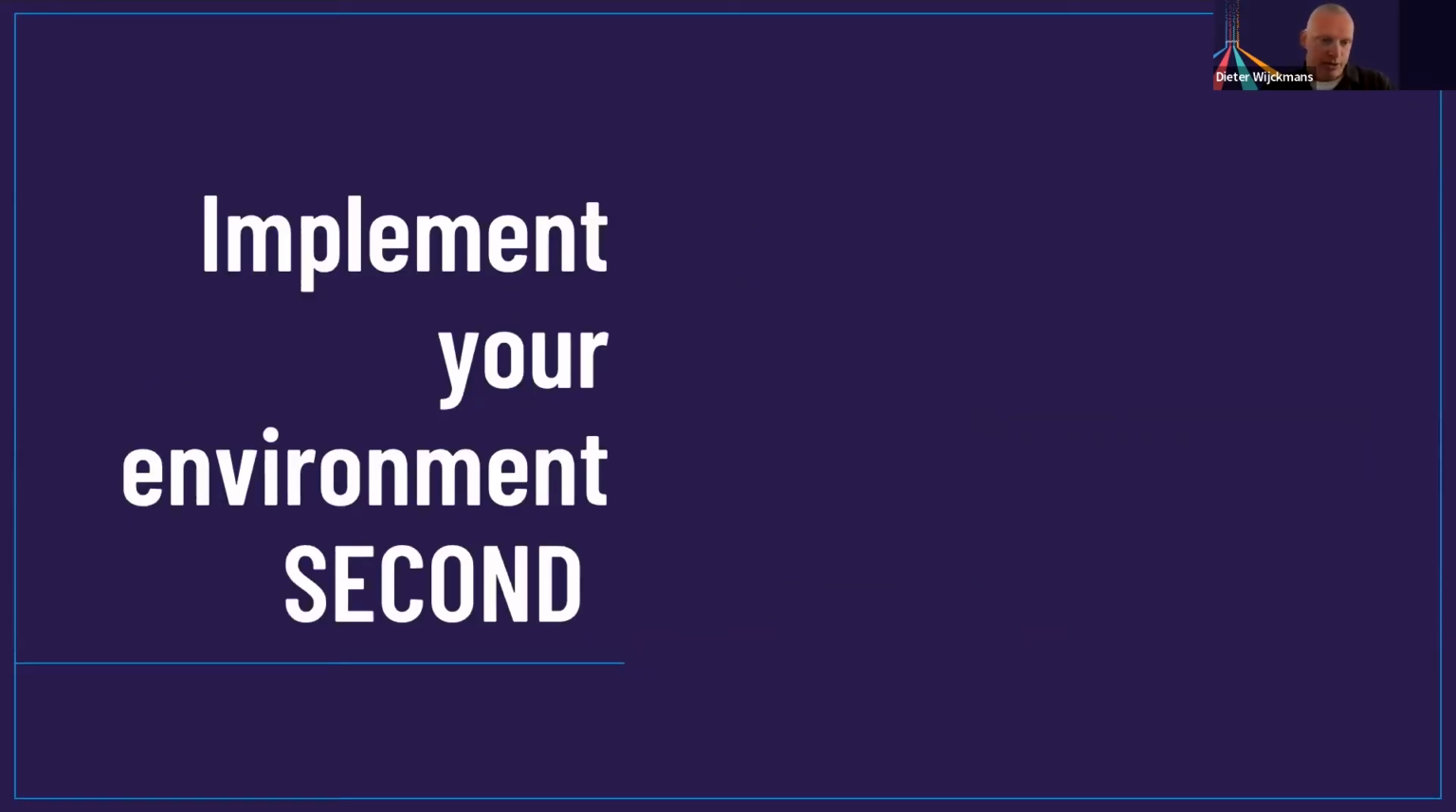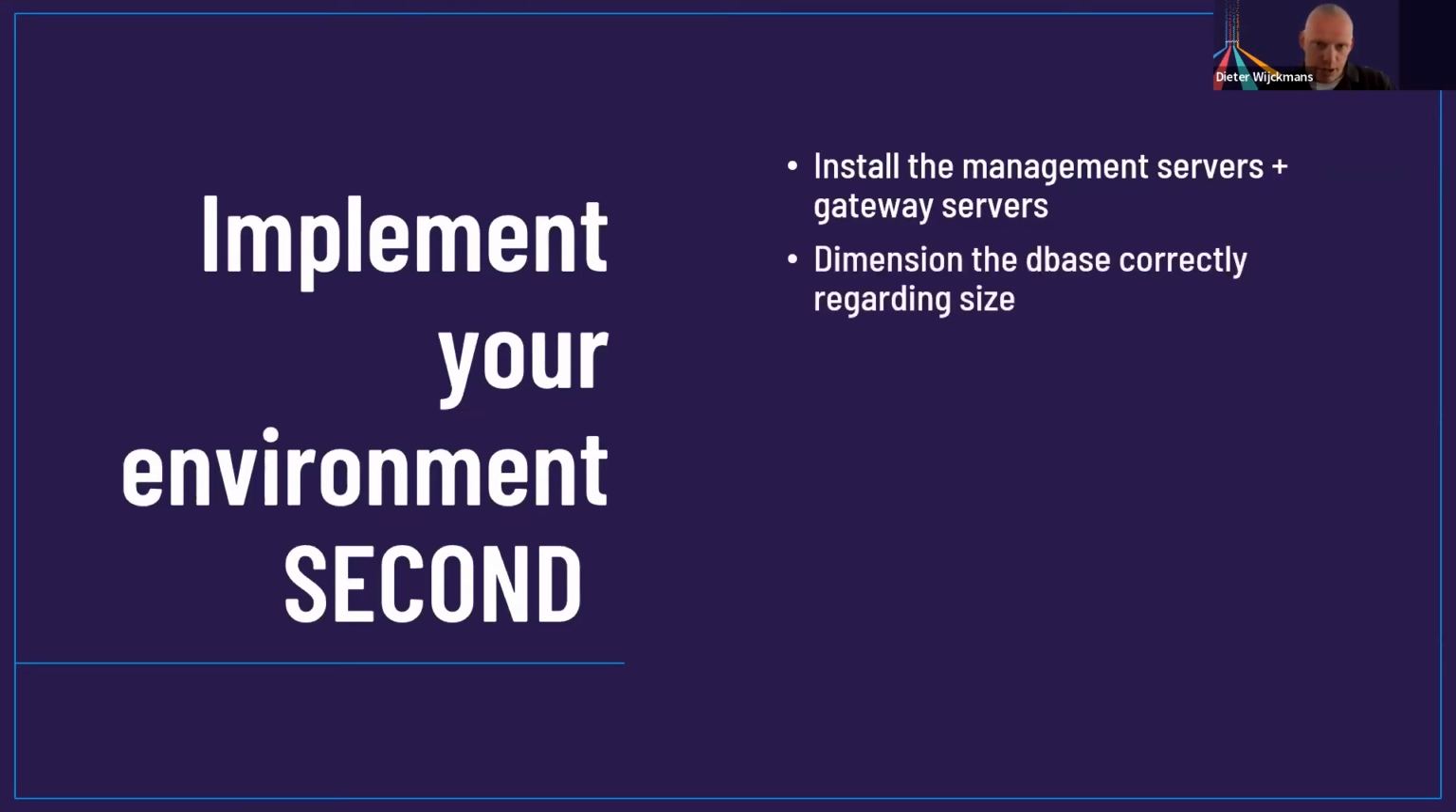So design first, implement second: install all the management servers and the gateway servers. You can easily follow Microsoft Docs, but if you've done it a couple of times, it's a piece of cake, to be honest. But make sure that you install the latest version. Dimension the database correctly regarding size. Also, if you have the latest version, it's not only from 2019, but it's also, let's say, the according update rollup pack you need to install as well.